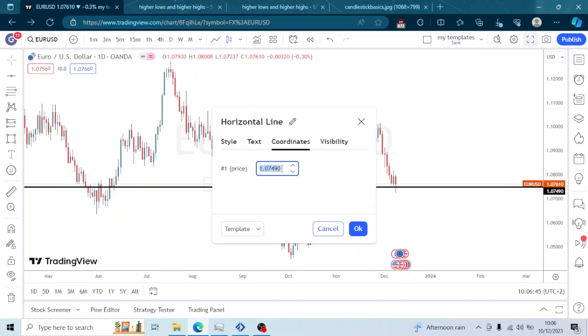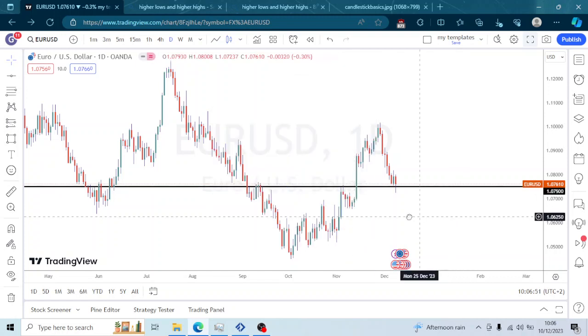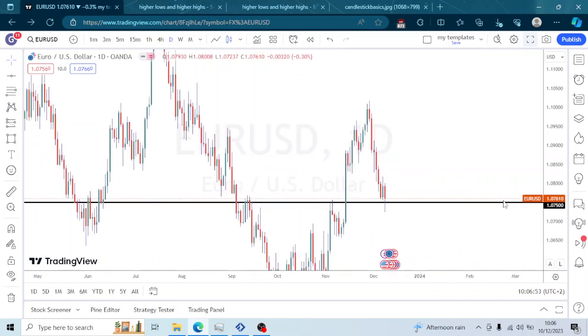Let's EU 1.075000. There's an investor level there. We are at that level. I should be exiting that trade right now. Should be exiting. I do have a trade.